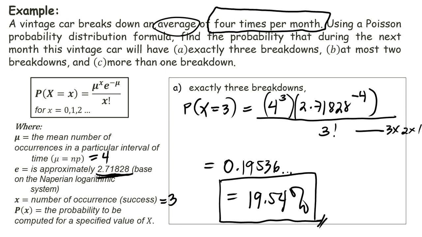Okay? Kapag exactly 3 breakdowns. Ibig sabihin po, yung mean natin, hindi magbabago yan ha. 4, kasi 4 times per month yung average. Magbabago lang dyan yung X natin. Kung ilang breakdowns po ba. Yung E, ganun pa din. Nakalagay naman na kasi dyan, 2.71828. Sige, tingnan natin yung pangalawa.